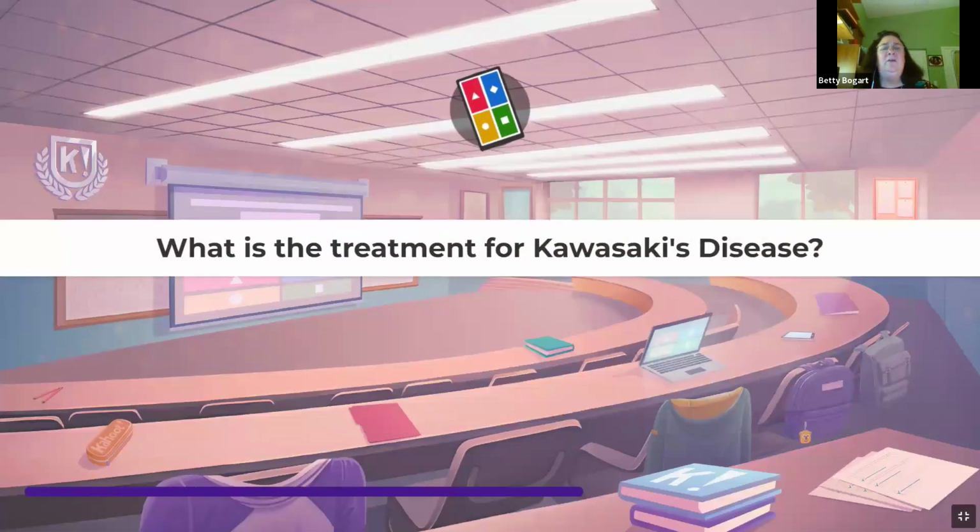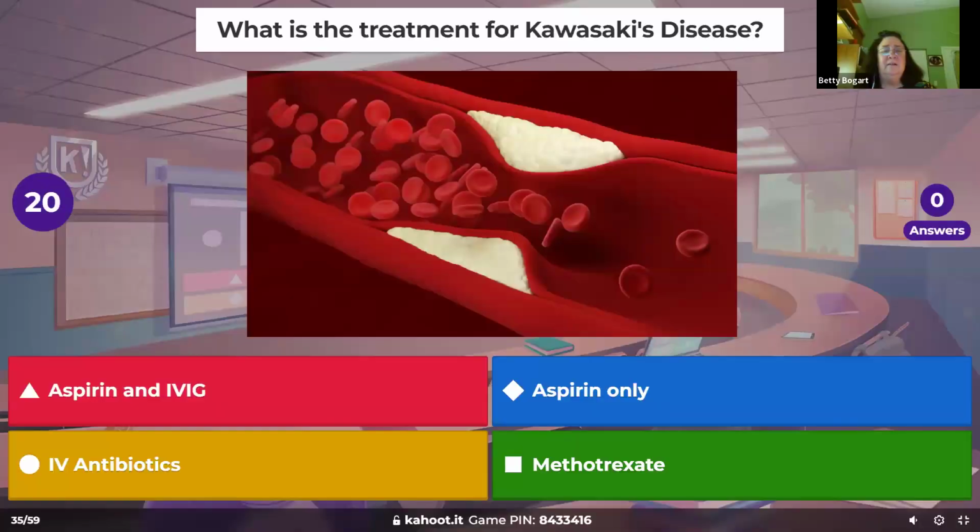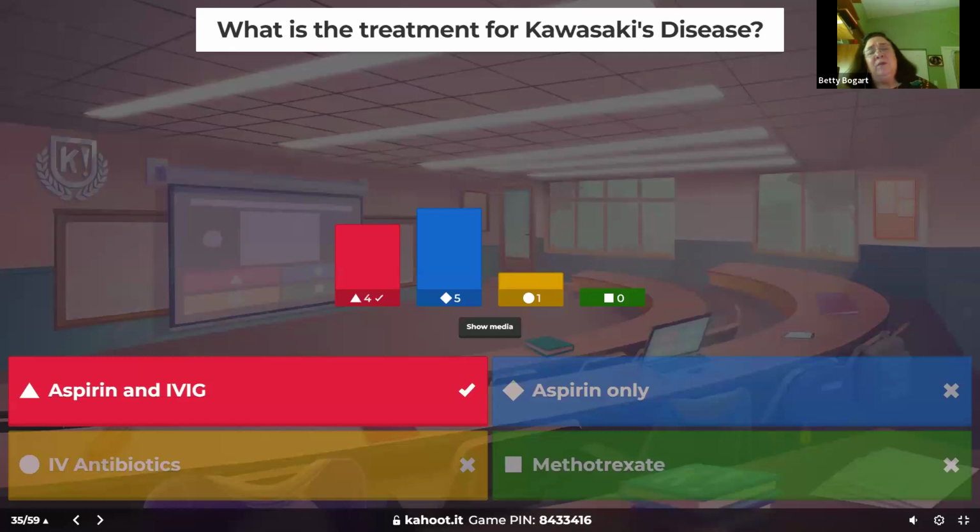What is the treatment for Kawasaki disease? So remember, it's a systemic vasculitis. Worried about an aneurysm in coronary arteries. Knowing that, we need to keep the blood flowing, and it's a virus, so we need to treat it the best we can. Aspirin and IVIG, and it's usually a month-long treatment. Usually they get it once and they don't get it again.